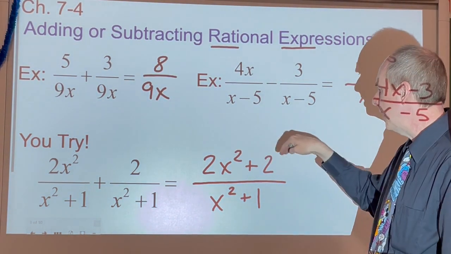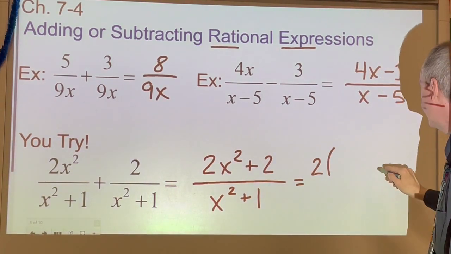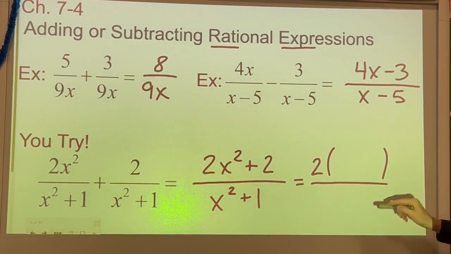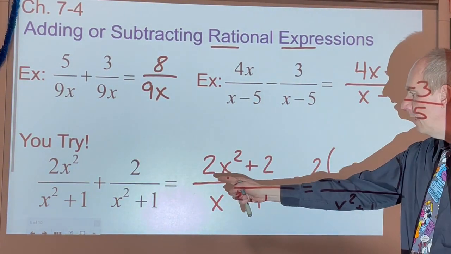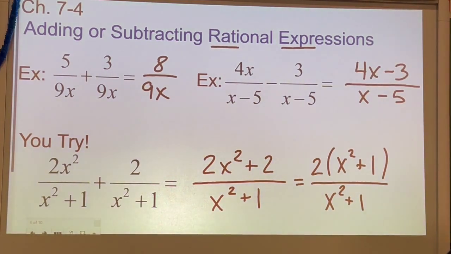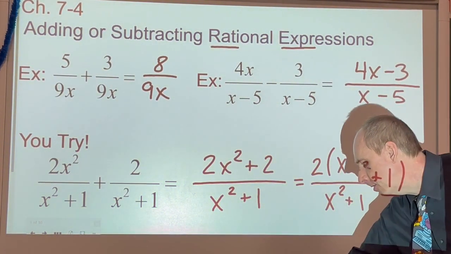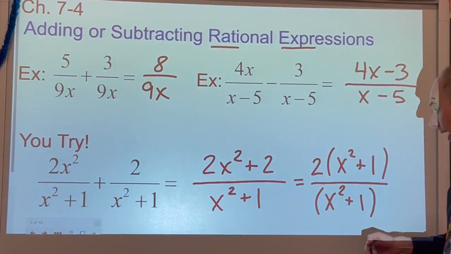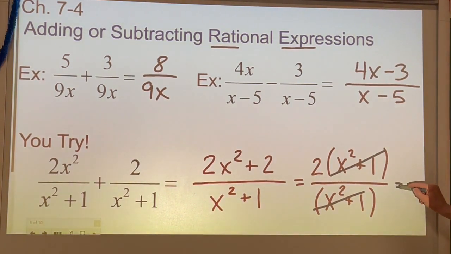What I notice is that 2x squared plus 2, they each have a 2. So I could factor that out. If I divide by 2 and divide by 2, I'm left with x squared plus 1. Well, now that I have x squared plus 1 and I have x squared plus 1, right, I'm allowed to cancel the entire factor with the entire factor. My final answer would simply be 2.